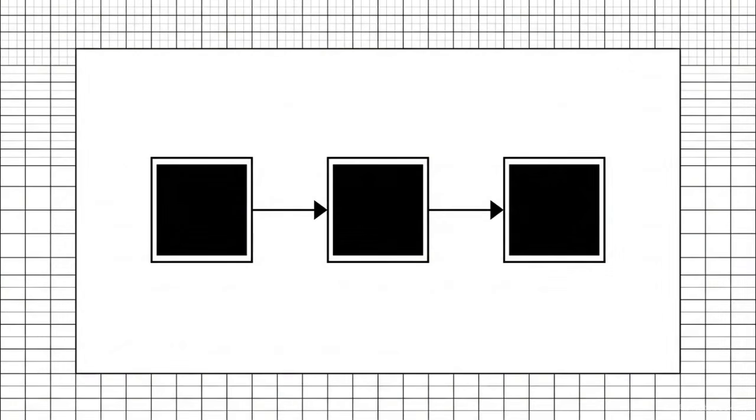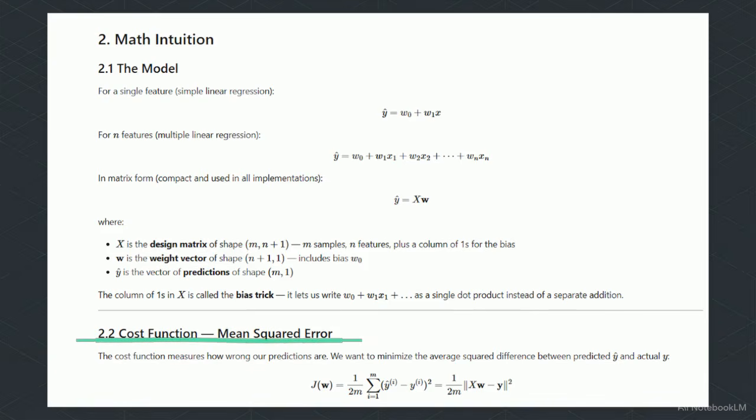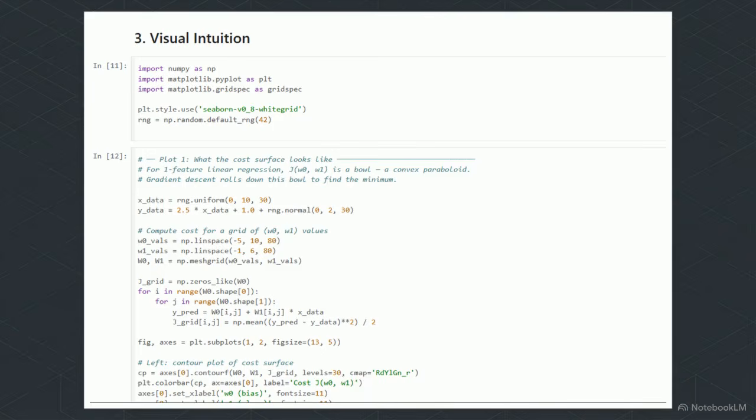Once the concept is clear, it plunges straight into the raw mathematics. It breaks down the exact equations for the cost function, a measure of how wrong the predictions are, and gradient descent, the iterative process the algorithm uses to minimize that error. This chart shows the cost surface of the model. By translating the intimidating equations into this visible, bowl-shaped geometry, you can actually see the gradient descent process rolling down to find the minimum possible error.